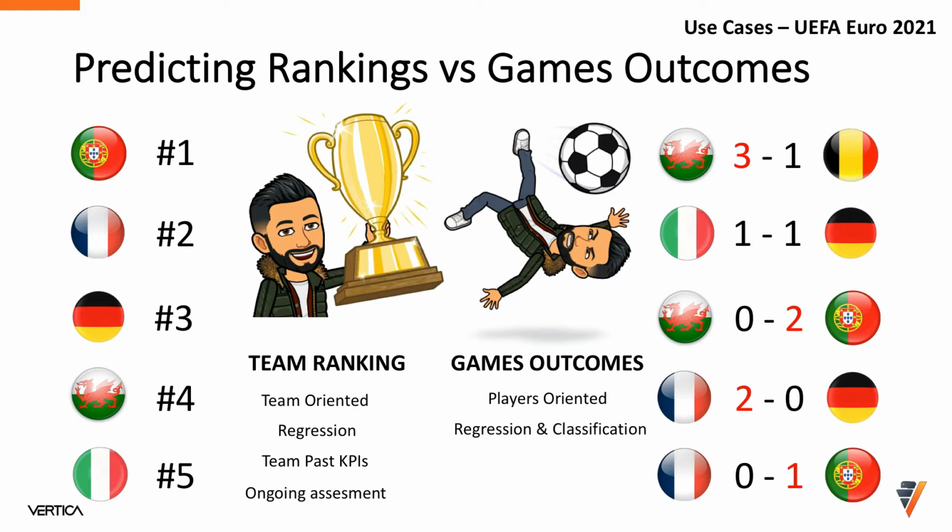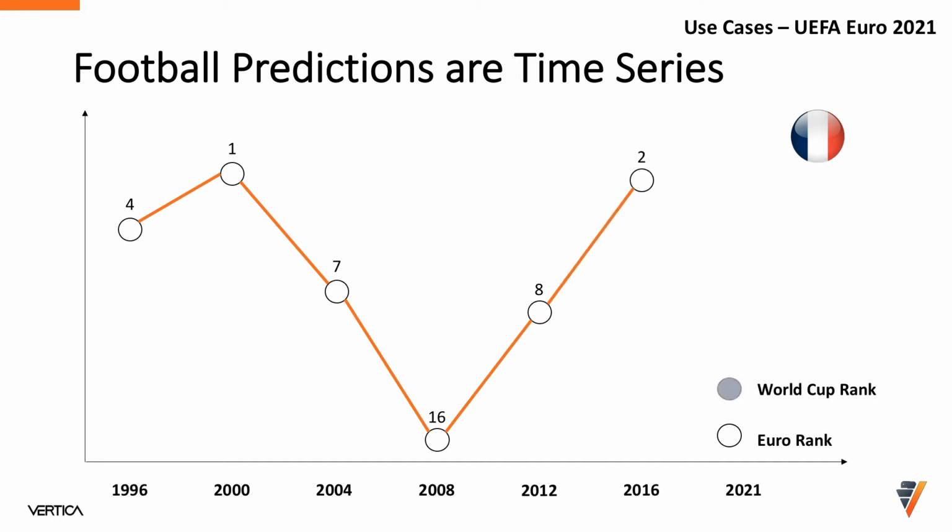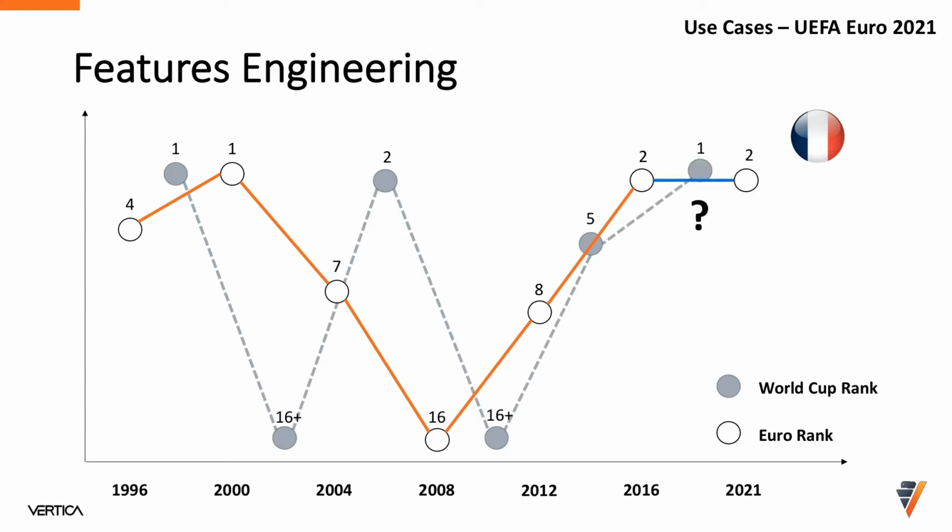Depending on how we set up the problem, it can be either a classification problem, predicting the game's winner, or a regression, predicting the team scores. The team performance is important, but we are in a very specific configuration where knowing the game's key features is really important. When doing football predictions, we are dealing with a time series use case. Indeed, each team has different KPIs for the different competitions, like the Euro or the World Cup. We need to predict the future using information we have from the past games.